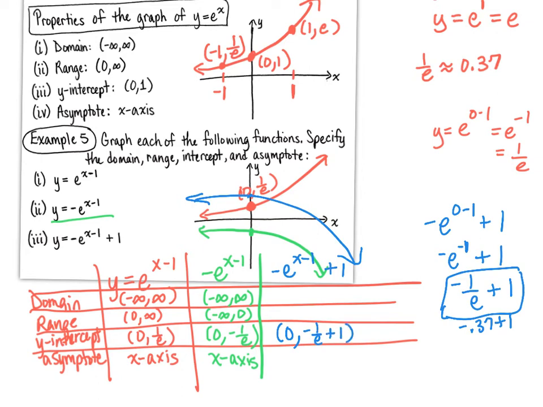What is your asymptote? x equals 1? Oh, no, x equals 1 is vertical. You're right, y equals 1. Good. Y equals 1, because notice that negative 1 over e plus 1 gets closer and closer to 1, but never equals 1. As x goes to negative infinity, it gets closer and closer to 1 but never equals it. What's your range?